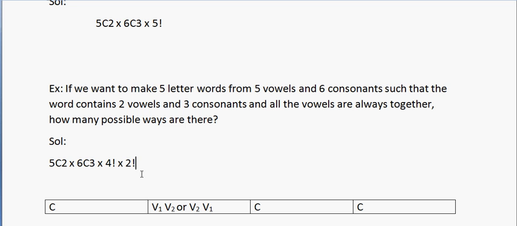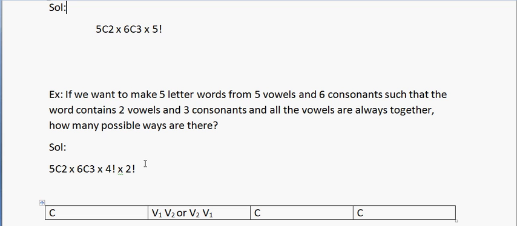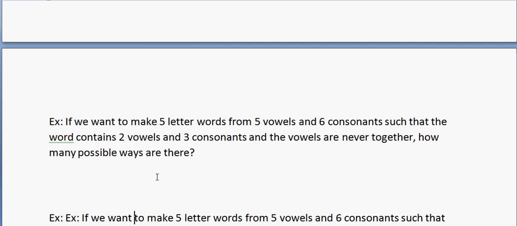Now there is another question on similar lines. It says that the vowels are never together, right? Now we find the total number of cases, as well as the cases where vowels are together. We have found the number of cases where vowels are always together. How many cases are there where vowels are never together? This minus this, right? So the answer where vowels are never together would be A minus B, right?